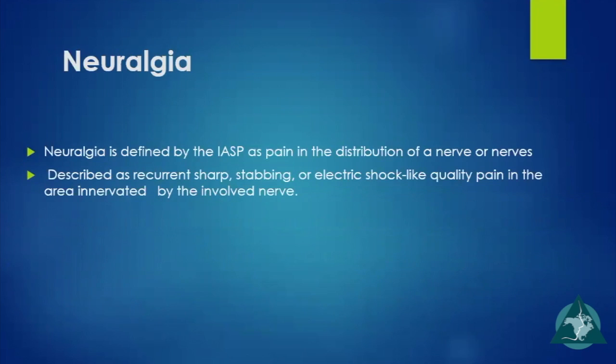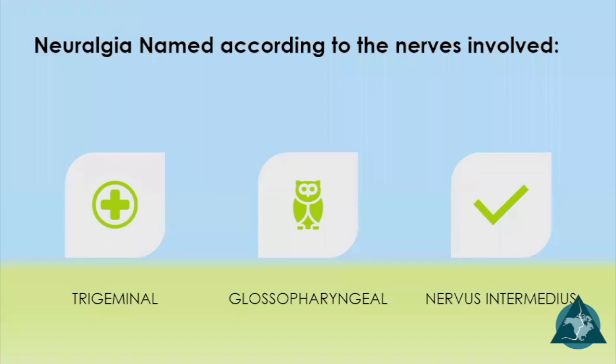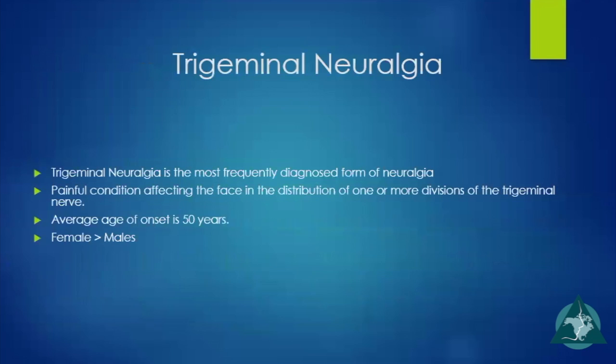Neuralgia is defined as pain in the distribution of a nerve, and it's described as a recurrent sharp, stabbing, or electric shock-like quality pain in the area innervated by the nerve involved. Neuralgia is named according to the nerves involved. Trigeminal neuralgia is the most frequently diagnosed form of neuralgia, which is a painful condition affecting the face and the distribution of one or more divisions of the trigeminal nerve. Average age of onset is usually 50 years old, and it affects females more than males.